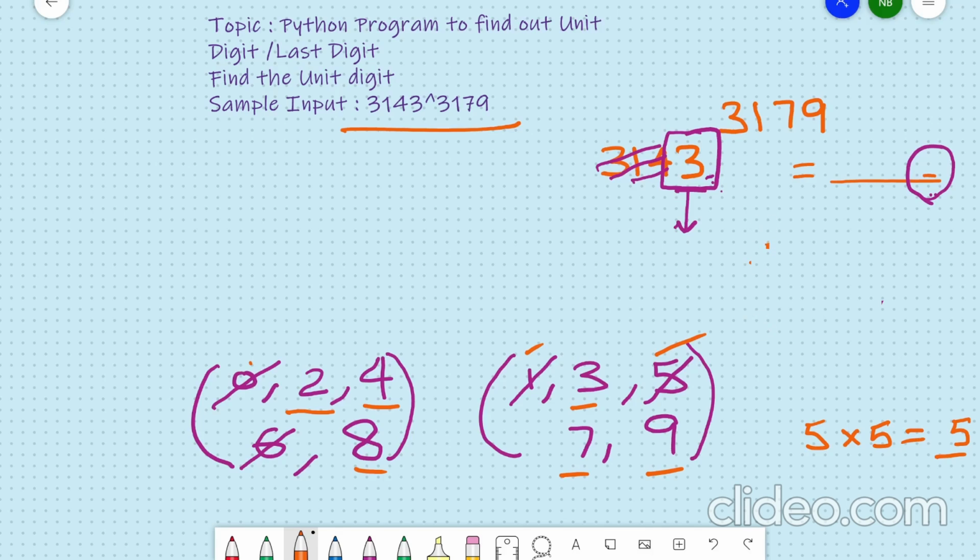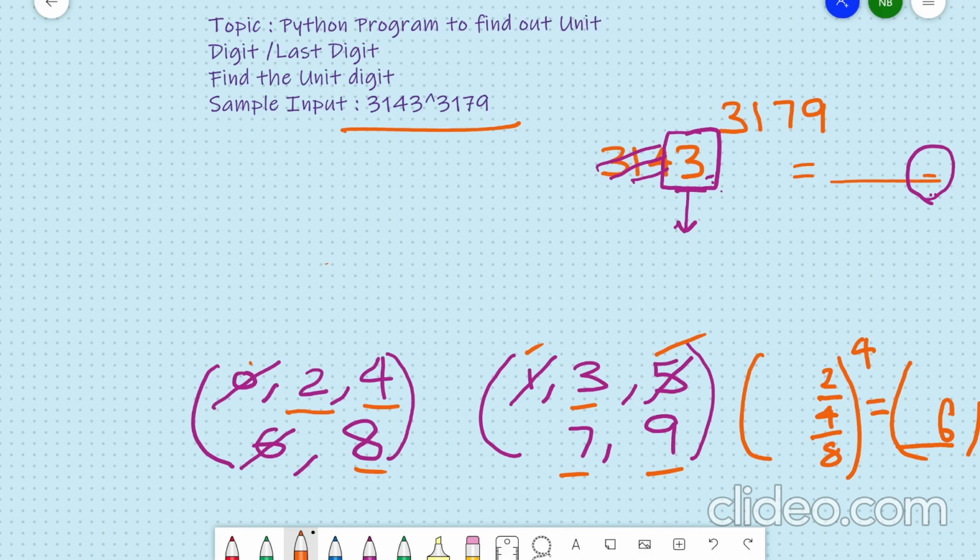This is important, guys. If there is any number which has 2, 4 or 8 at its last place, and I raise that number to the power 4, I will always get 6 at the unit place. You can try it yourself also. 2 to the power 4 will give you 6 at the unit digit. Similarly, 4 to the power 4 will give you 6 at the unit digit. And similarly, 8 to the power 4 will also give you 6 at the unit digit.